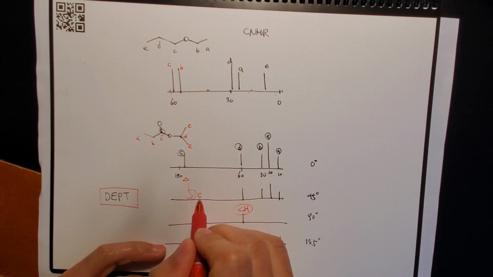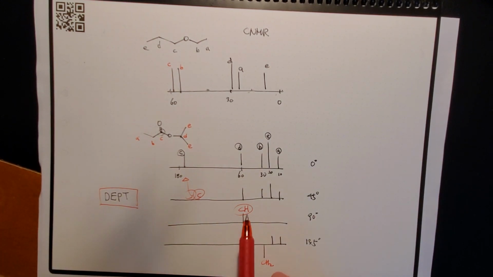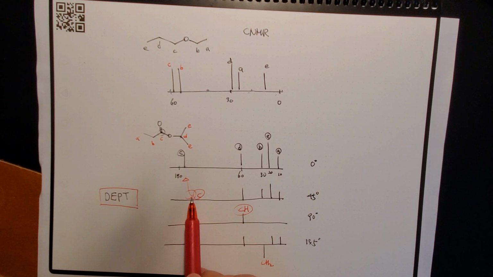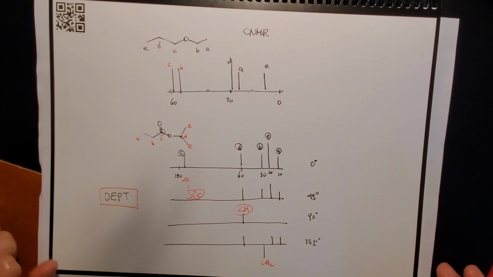So you find the C here, quaternary. You find the CH here with a 90. You find the CH2 here as a negative value, 135. Okay, no signal, one positive, only positive, and only negative. Okay, no, positive, negative: C, CH, CH2. Please remember that. And this becomes more and more important for sophomore organic chemistry carbon NMR.